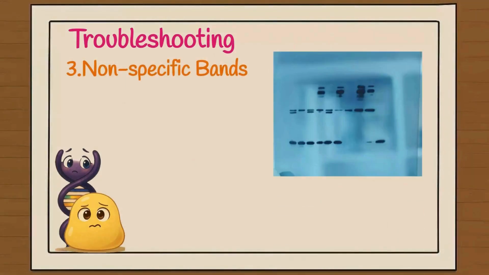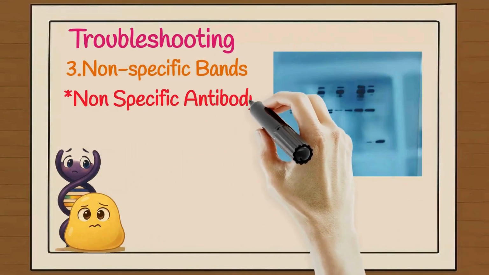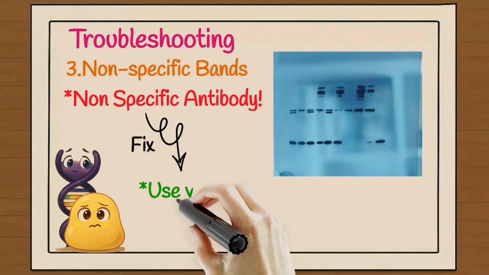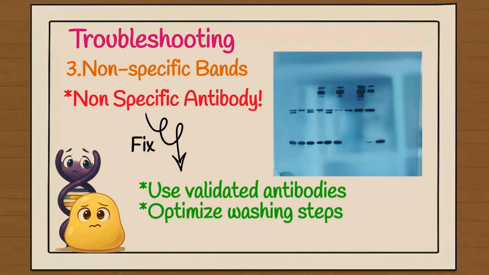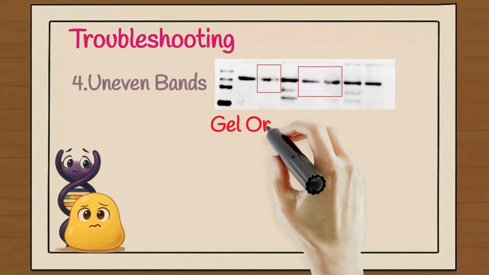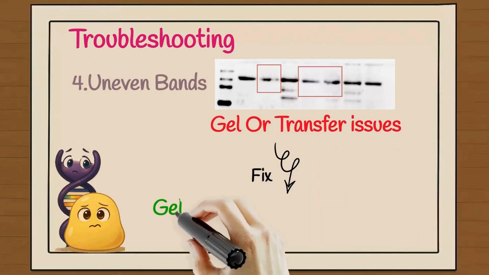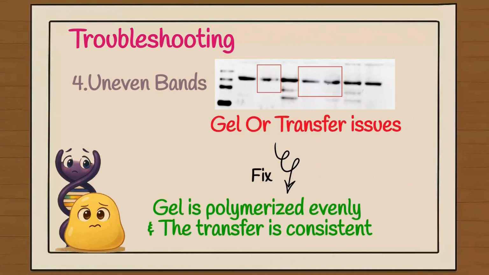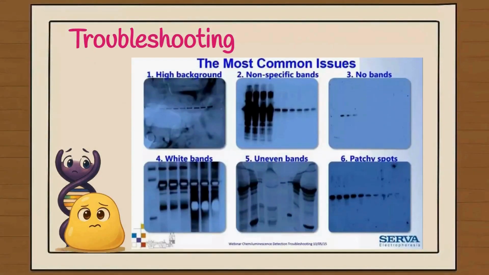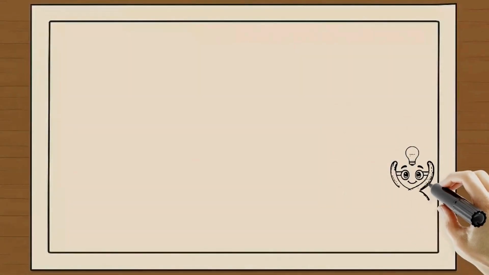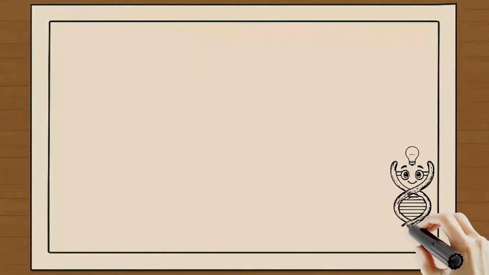3. Non-specific bands. If you see extra bands, your antibody might not be specific enough. The solution is to use validated antibodies and optimize your washing steps to get rid of the junk. 4. Uneven bands. This can come from gel or transfer issues, so make sure your gel is polymerized evenly and the transfer is consistent. Troubleshooting requires careful attention to each step, from sample preparation to detection, and is key to obtaining clear, reproducible results. The Western blot is a classic, but scientists are always making it smarter.